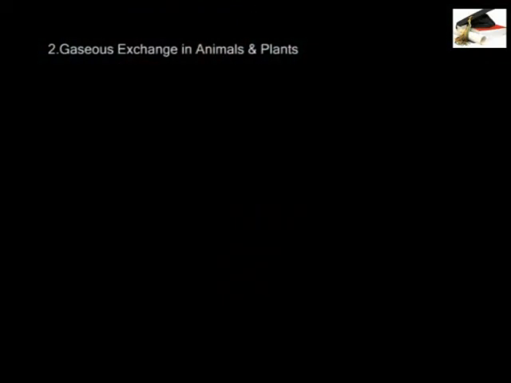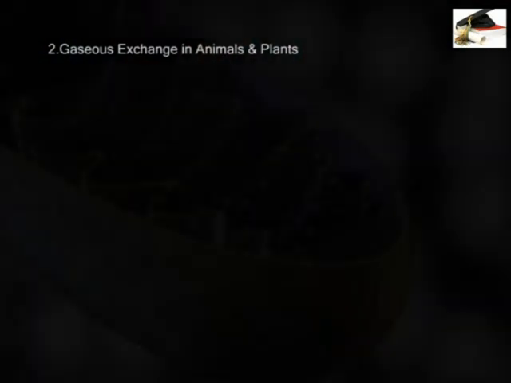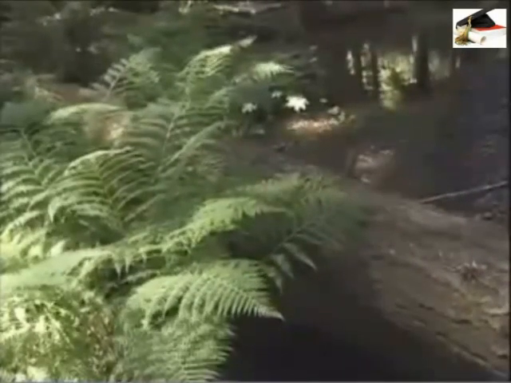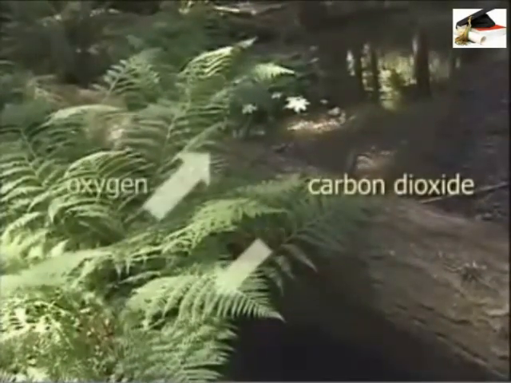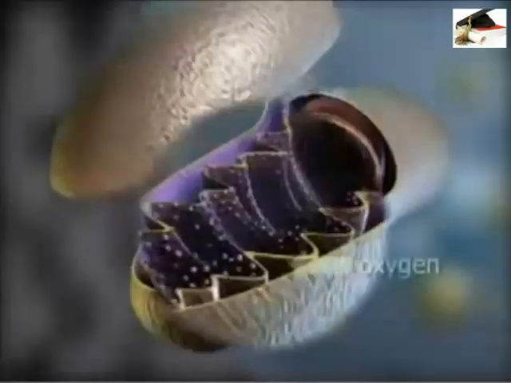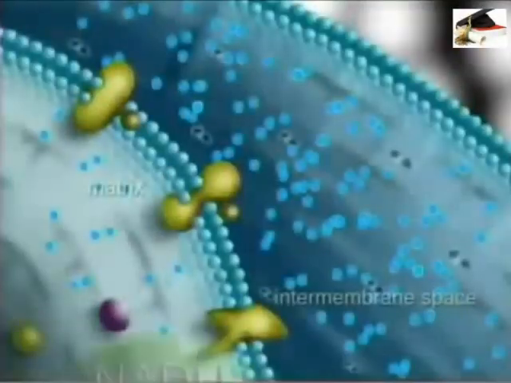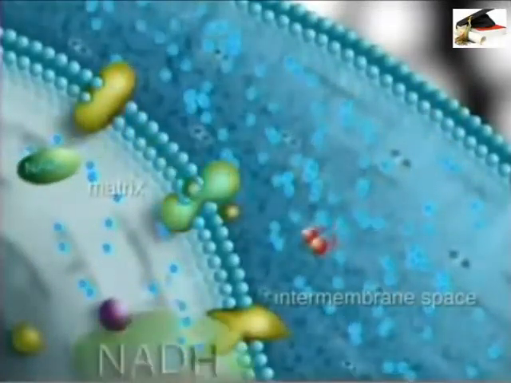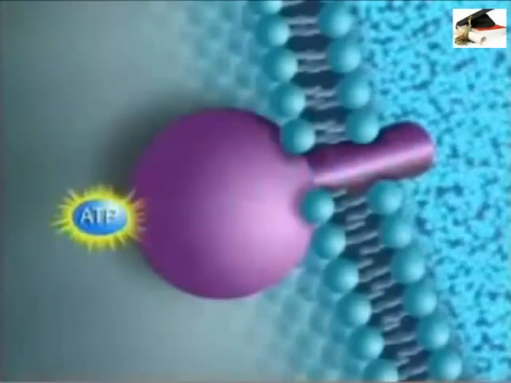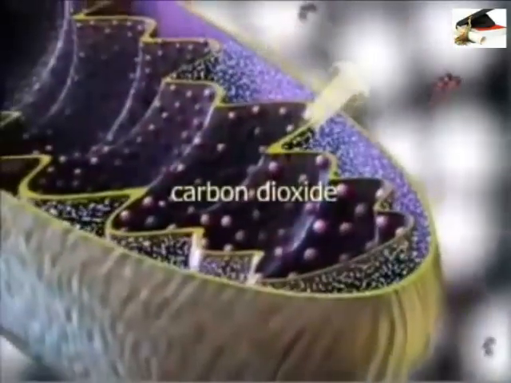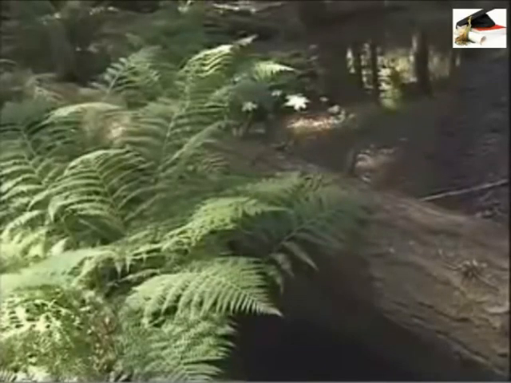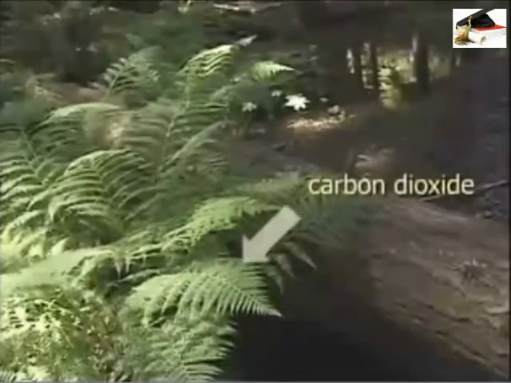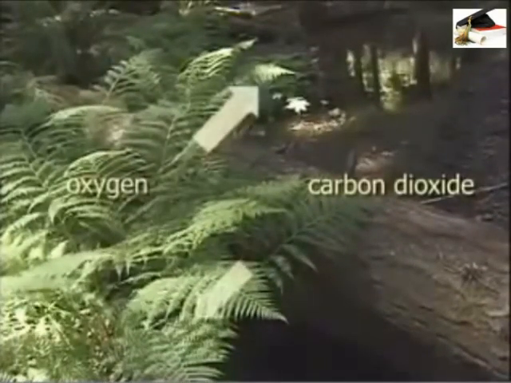Gaseous exchange in animals and plants. Plants take in carbon dioxide and give out oxygen in the presence of sunlight during photosynthesis. Some of the oxygen is used up in respiration and the excess is given out. At night, only respiration takes place, and therefore the plants take in oxygen and give out carbon dioxide as a waste product. These gases pass in and out of plants through stomata in the leaves and lenticels in stems by diffusion. In animals, on the other hand, several structures are used as surfaces for gaseous exchange through diffusion.